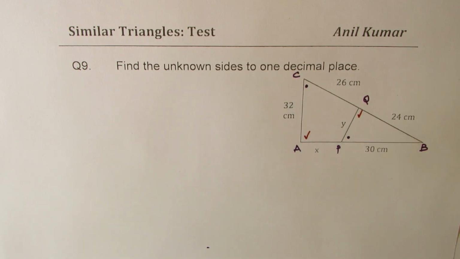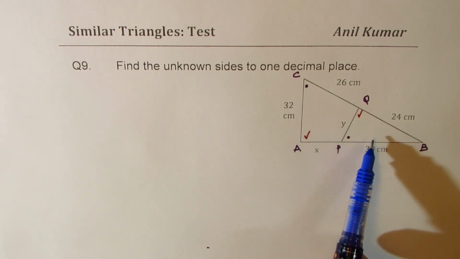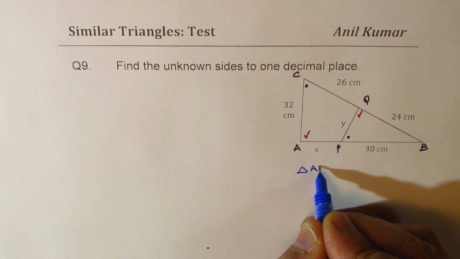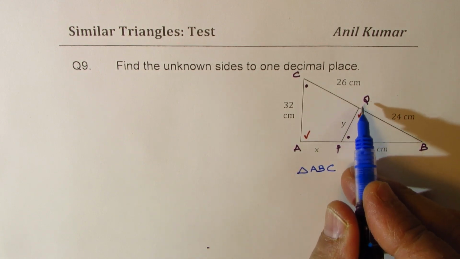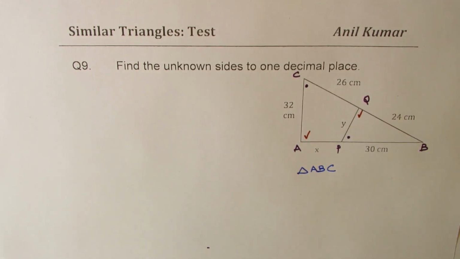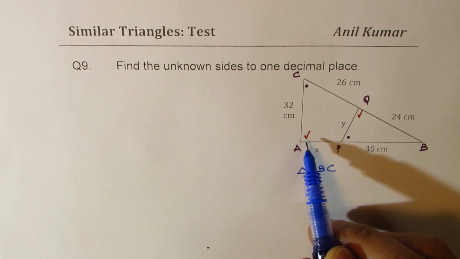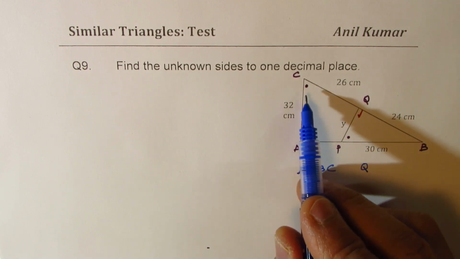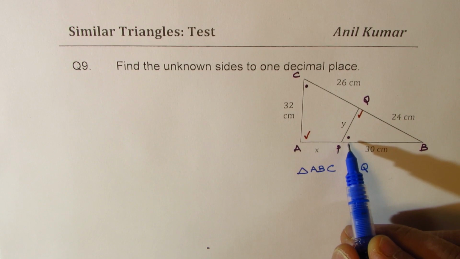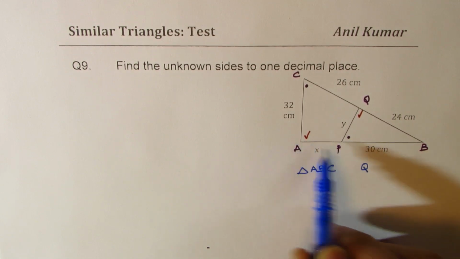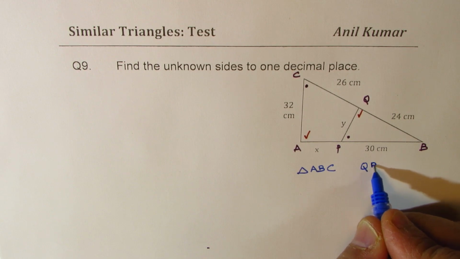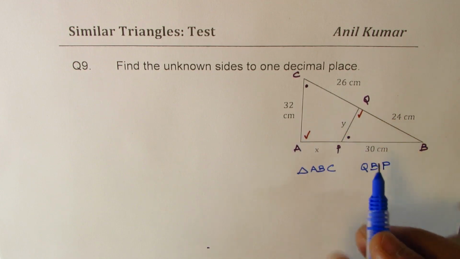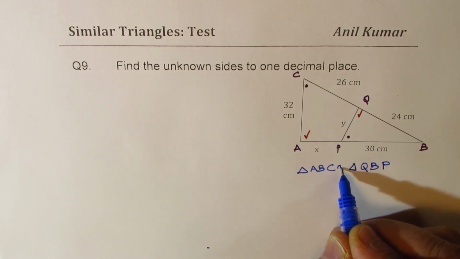Now looking into these triangles, what do you get? Can you find two similar triangles? Well, let's look into a bigger triangle ABC and a smaller triangle PQB. What you notice is that angle A is equal to angle Q. Then the other angle C is equal to angle P. We're talking about ABC. B is common. So since these two sets of angles are equal, these two triangles are similar.